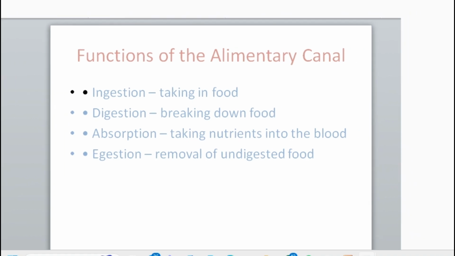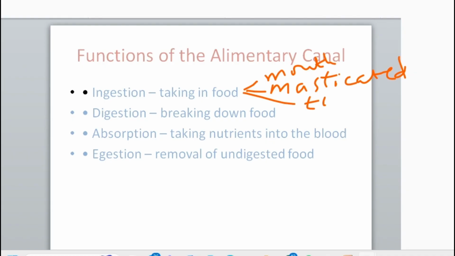Ingestion actually takes place in the mouth. Yes, the food is taken into the mouth where the food is masticated, which means the teeth help to break the food down into smaller pieces, and the tongue also helps to roll the food into a bolus so that it can easily be swallowed. That's the first function of the alimentary canal.